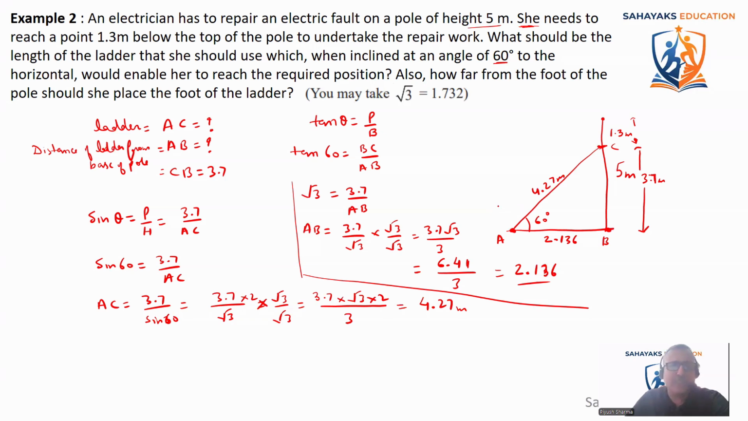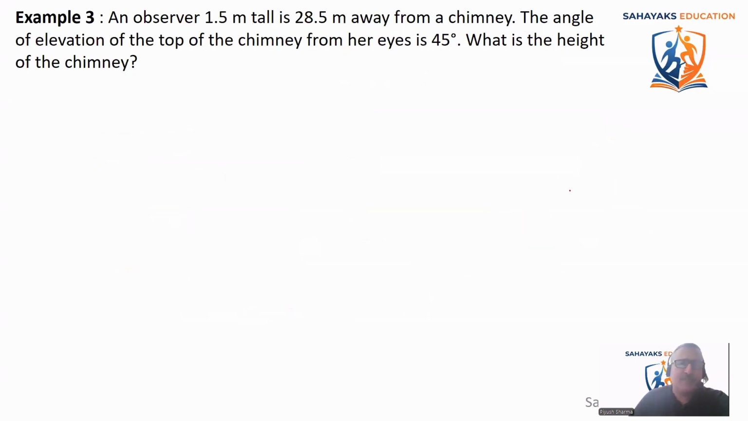Let's take one more question here. An observer 1.5 meter tall. तो एक बंदा है वो 1.5 मीटर टॉल है. ये बंदा यहाँ पर खड़ा हुआ है हमारा. इधर खड़ा कर देते हैं ऐसे. ये बंदा है हमारा. I'm bad at drawing. Okay, ये बंदा है और इसकी हाइट कितनी है? 1.5 meters. Okay, tall is 28.5 meter away from a chimney.